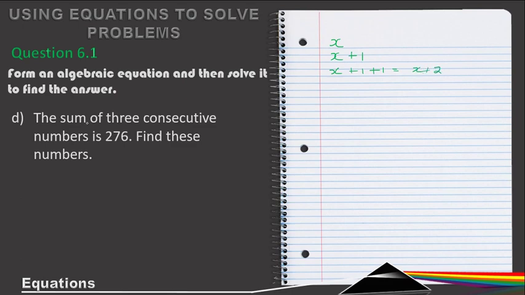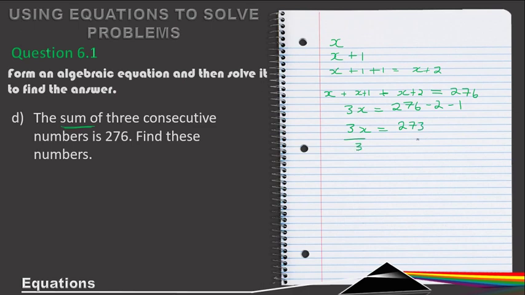Alright, so the sum of these 3 numbers is 276. If we have the sum, that means we add them. So that's x plus this number, which is x plus 1, and plus the third number, which is x plus 2. And they equal 276. So let's simplify this and solve for this equation. x plus x plus x, that's 3x. And then taking over the 2 and the 1, so that's 276 minus 2 minus 1. So that's 3x equal to 276 minus 2 is 274, minus another 1 is 273.